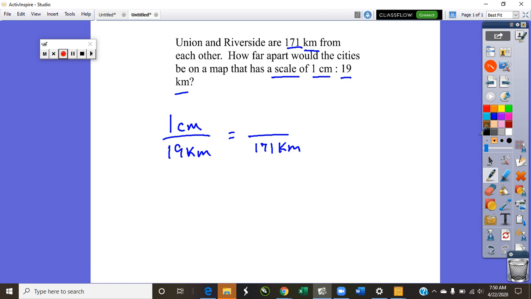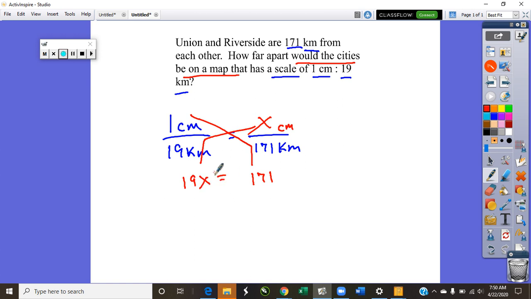So what we're trying to find here is going to be the centimeters, because we want to know how far apart the cities would be on a map. Okay, so that's where our variable is. Let's go ahead and look at this. 1 times 171 is 171. X times 19 is 19x.